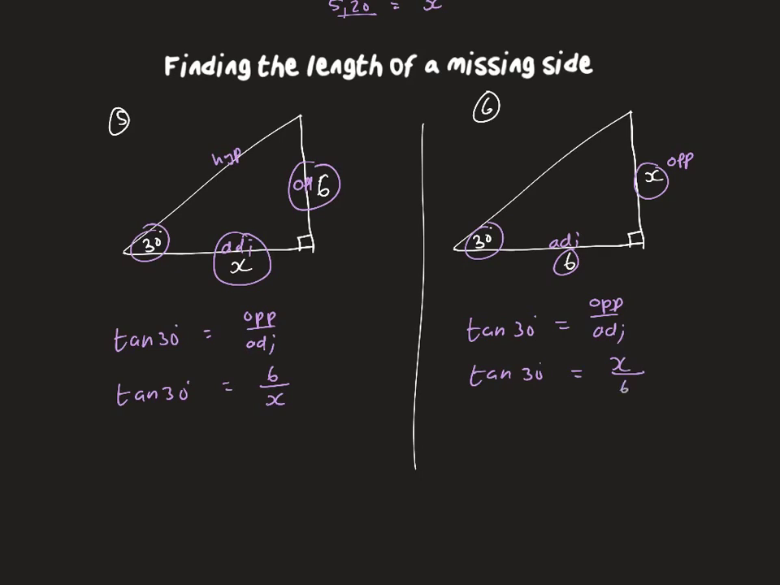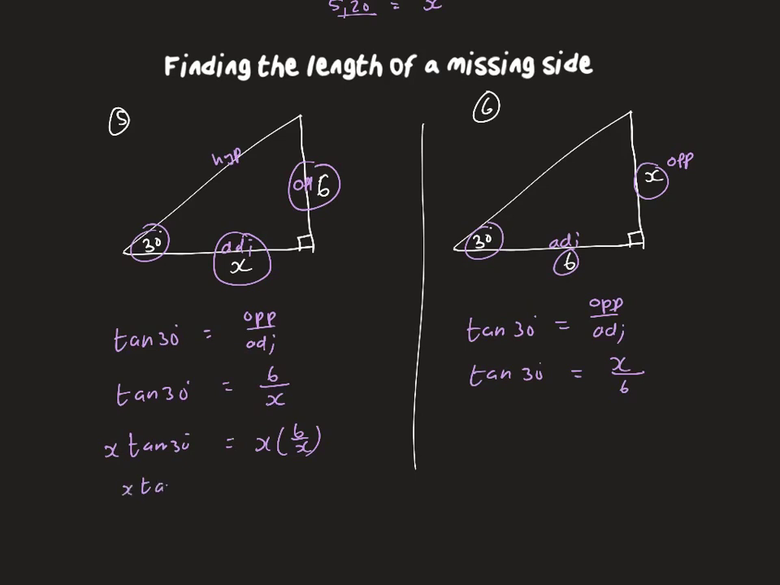So they're almost the same, reciprocals of each other. So in the first one, how do I get rid of the divide by x? You would times by x on both sides, right? So tan of 30, and then what do I do? Then times by x on the left-hand side as well.